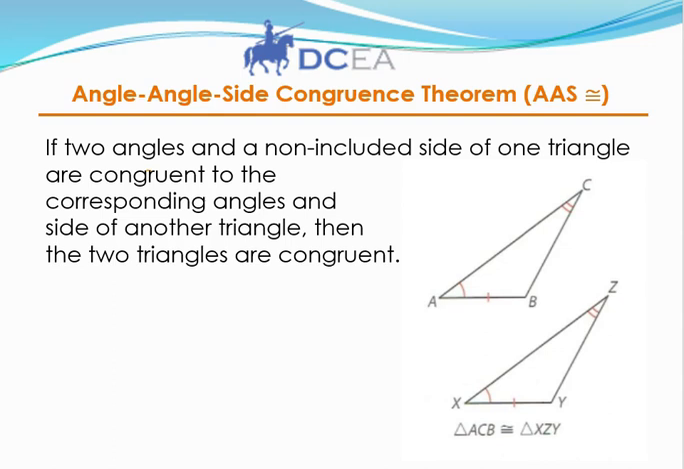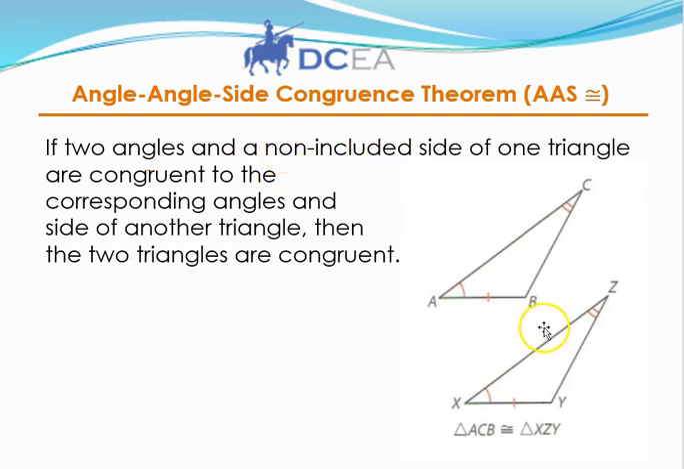We call this AAS. If 2 angles and a non-included side of one triangle are congruent to the corresponding angles and side of another triangle, then the 2 triangles are congruent. The triangle congruence theorems that we worked with yesterday had included sides or included angles. Now we will be working with triangles that do not have included sides or angles. So it says if 2 angles and a non-included side.